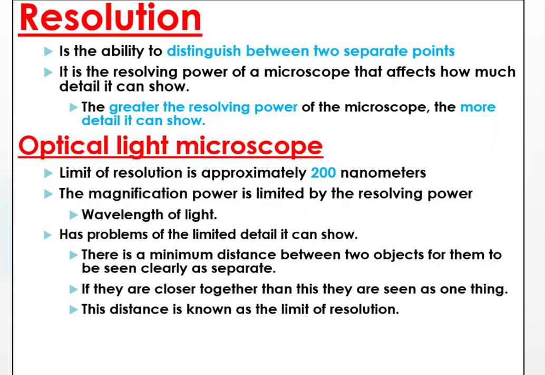The light microscope has the problem of limited detail it can show. There is a minimum distance between two objects for them to be seen clearly as separate. If they are closer together than this, they are seen as one thing. This distance is known as the limit of resolution. Why does the light microscope have this limited resolution, so that the resolution and magnification power are so limited? Because the optical light microscope uses a beam of light that has longer wavelengths.